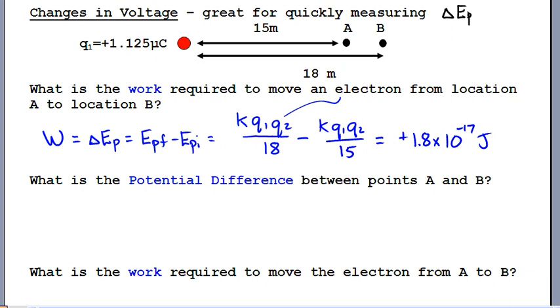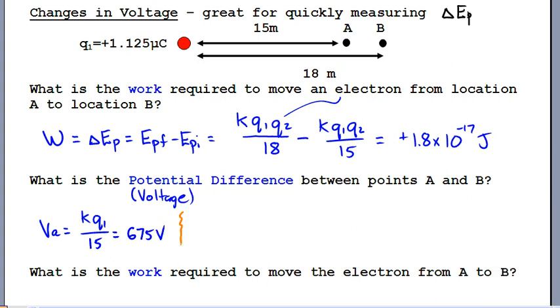Okay, now we're going to do that same question again, but in 2 steps. First part, what is the potential difference? That's like saying, hey, what's the voltage difference between those 2 places? Now remember, voltage warns you about potential energy. So you could go and find the voltage at A. You would be going K, Q1 all over 15, and that ends up being 675 volts. Okay, great, that's the voltage at A.